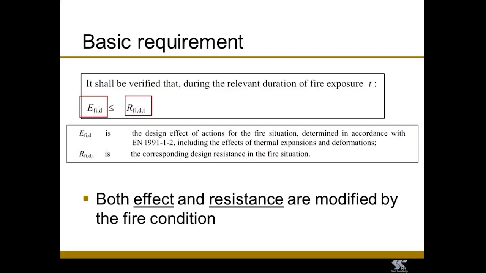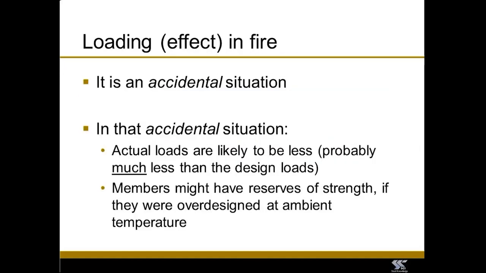Now, because of those subscripts Fi for fire, we know that both the effects and the resistance are modified by elevated temperatures. We've already seen that the resistance is modified by an elevated temperature. The steel strength reduces. But also we need to reflect that the effects are reduced in the fire condition. Why are they reduced? Well, they're reduced because the Eurocode says it's an accidental situation.